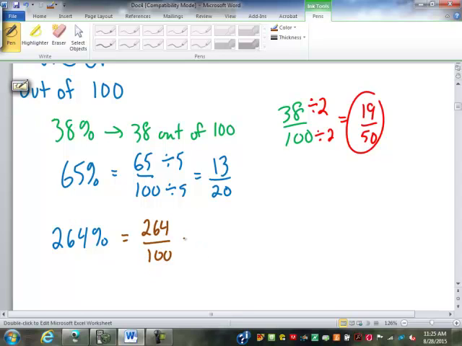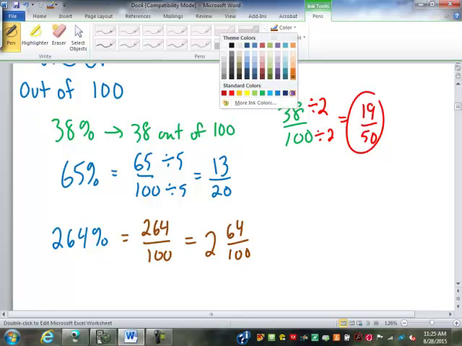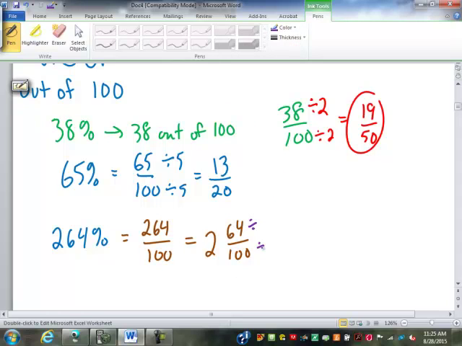Now, as we break this down, the first thing I would probably do is divide. I can get 100 out of there twice with 64 left over. So that's 2 and 64 hundredths. And now that can be reduced. Both the 64 and 100 can be divided by 4, which will give me 16 over 25. Is that it? Need to remember the 2 yet. 264% is 2 and 16/25.